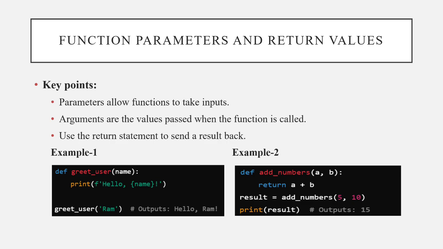But sometimes you might want to get something back from the function. That's where return values come in. To send a value back from the function, we use the return statement. Let's look at an example where we return the result of adding two numbers. So in this example, the function takes two numbers as inputs, adds them together and returns the result, which we can then use or print.